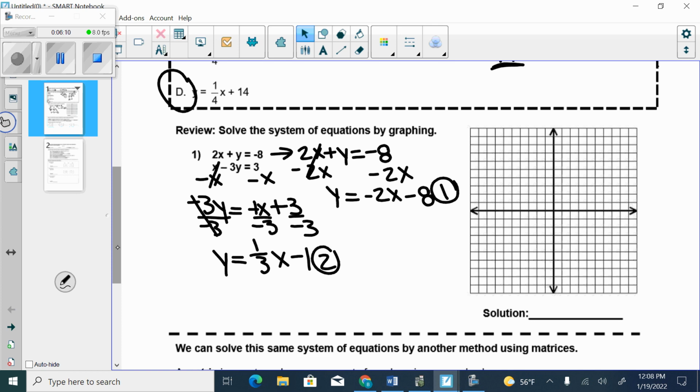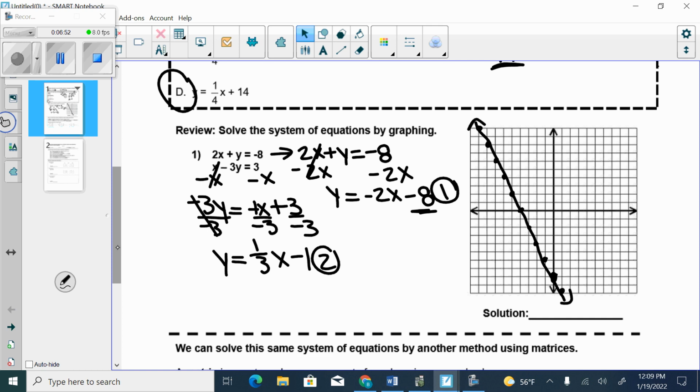I'm going to come over here and graph those. Okay, so the first equation starts at negative 8. So I come down here and give myself a point at negative 8. My slope is negative 2, so how does that mean I'm going to move? Good. Down 2 over 1. I'm going to have to also go the opposite direction to fill in the rest of the graph. Okay, so there's our first equation.